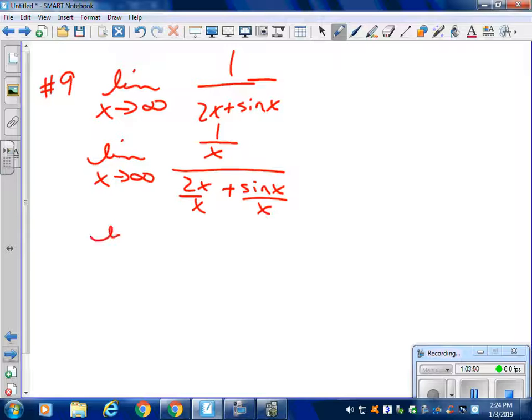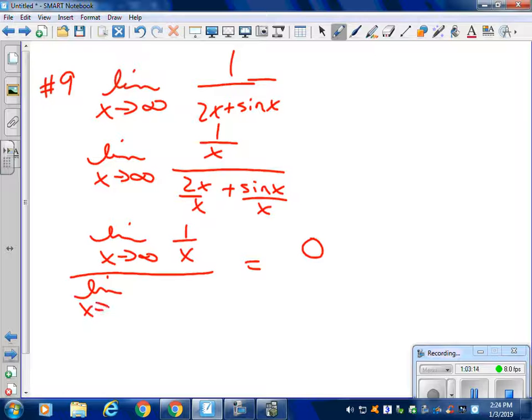So we have the limit as x approaches infinity of 1 over x, that we definitely know is 0. Everybody agree? And we have the limit as x approaches infinity of 2, which we know is 2. Everybody agree? And then we have the limit as x approaches infinity of sine of x over x. And that's the part we're not sure about.